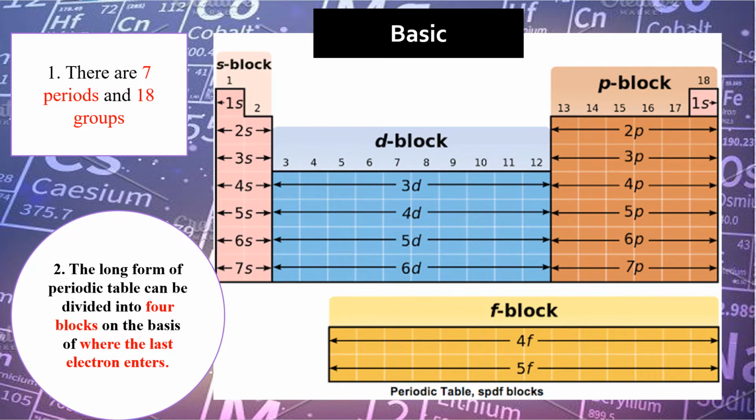If the last electron enters in the s subshell, then that element belongs to the s block. If it enters in the p subshell, then it belongs to the p block. If the electron enters in d, it belongs to the d block. And if the electron enters in f, then it belongs to the f block.